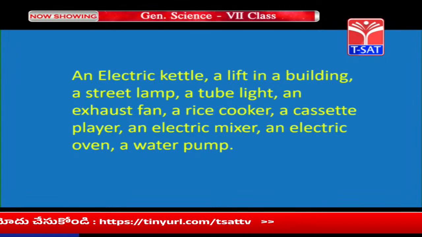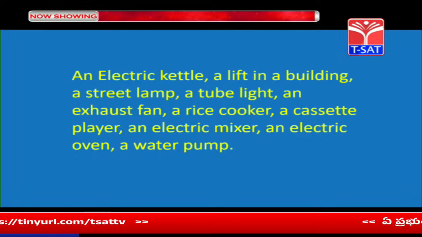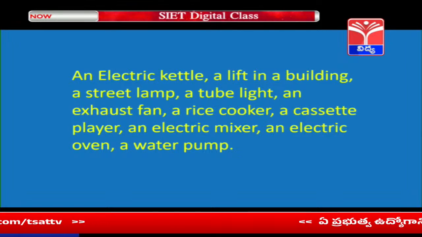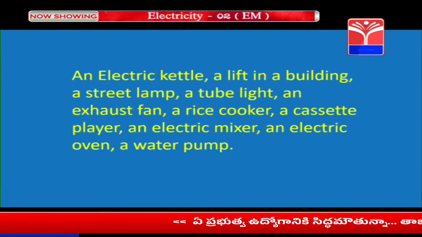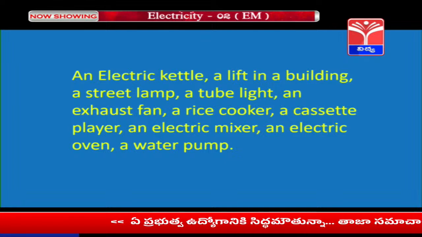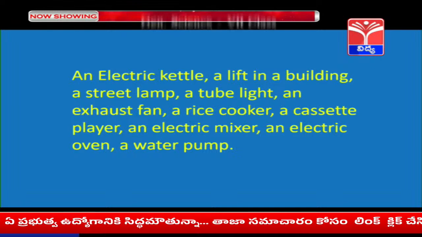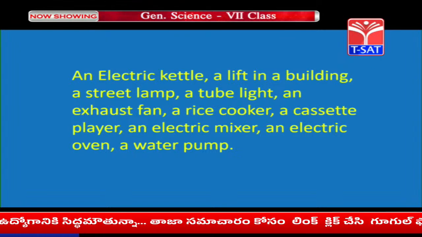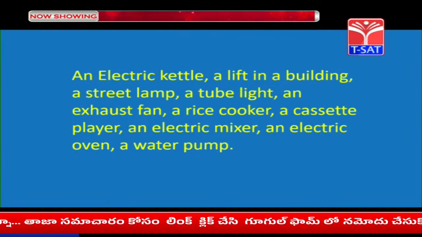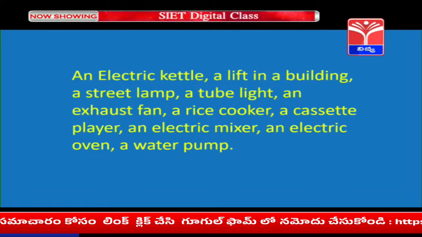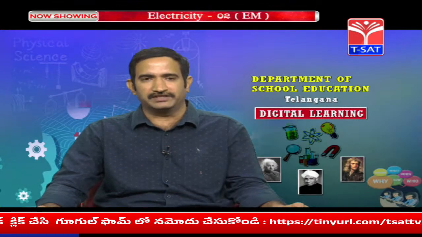Now look at these devices, children. Here there are some purposes with these electrical appliances. First we will read them and I will explain what to do with this next. An electric kettle, a lift in a building, a street lamp, a tube light, an exhaust fan, a rice cooker, a cassette player, an electric mixer, an electric oven, a water pump. All these are electrical devices.